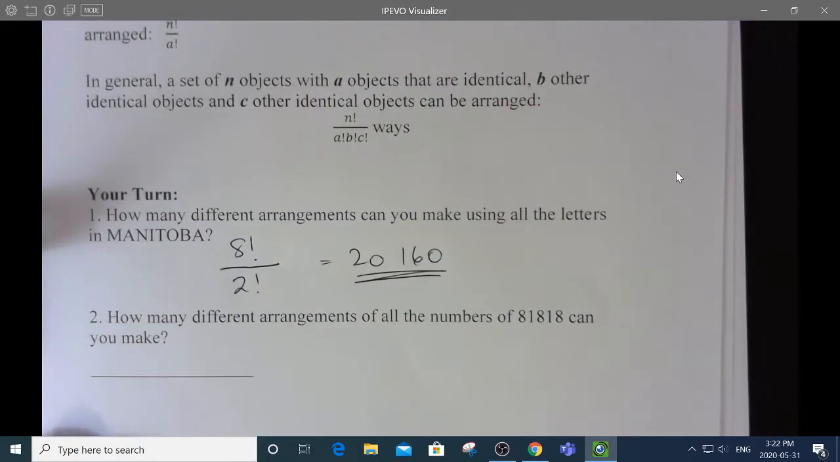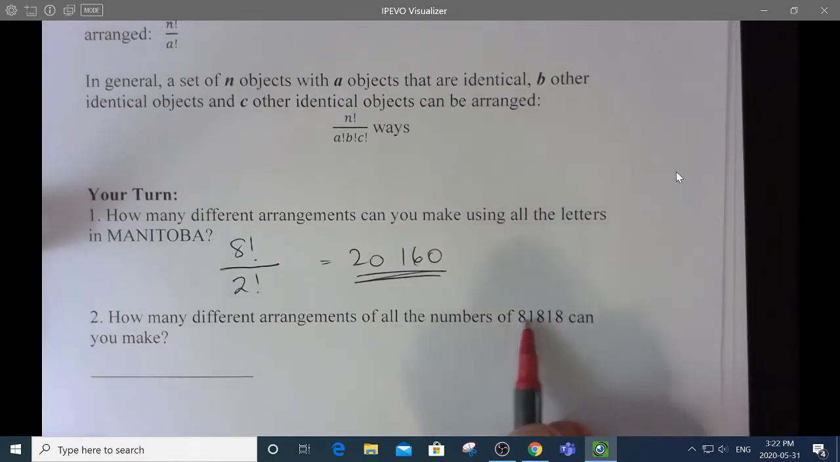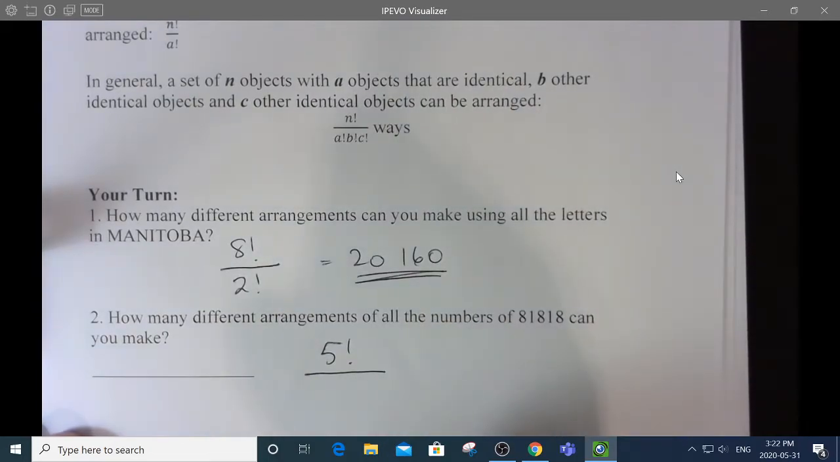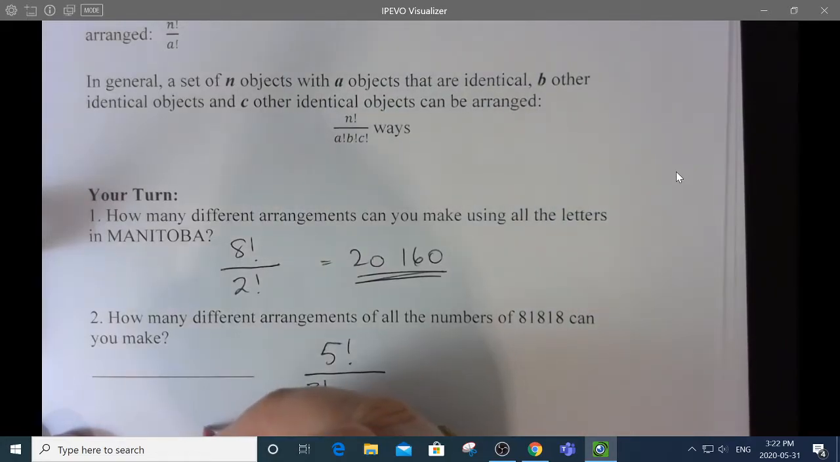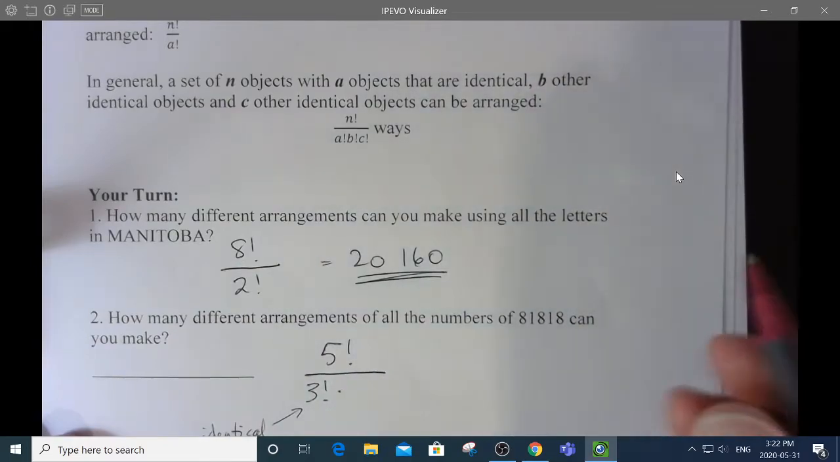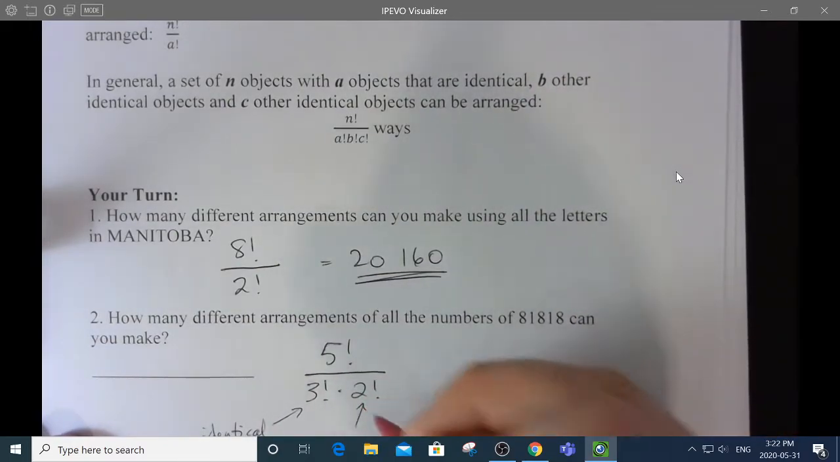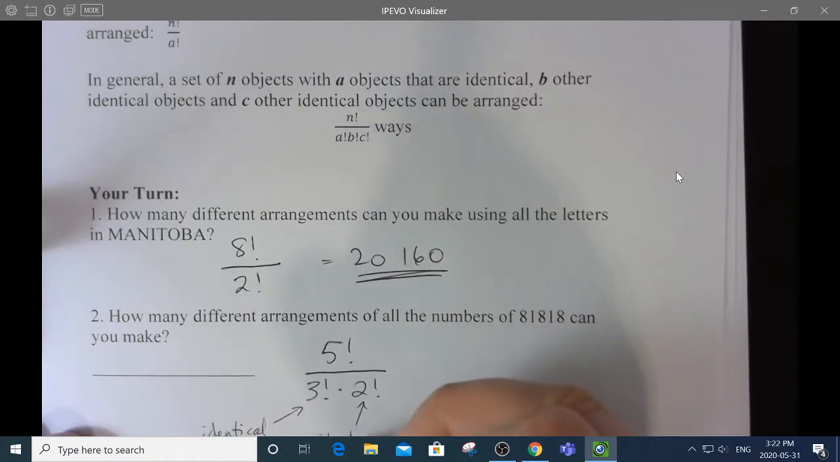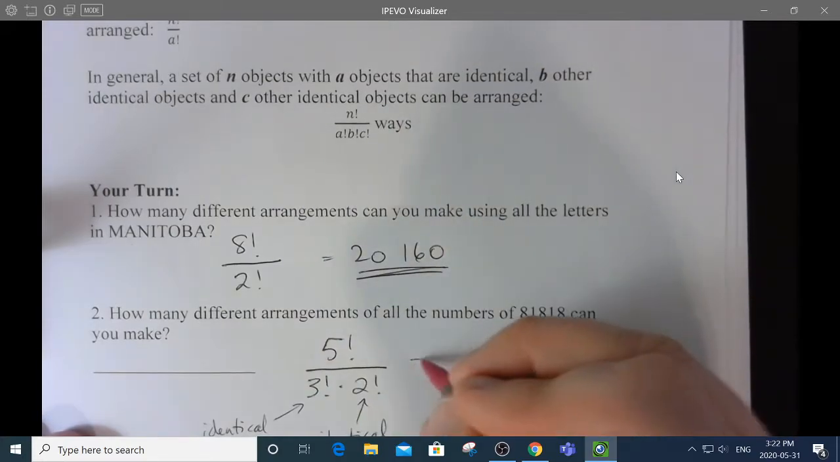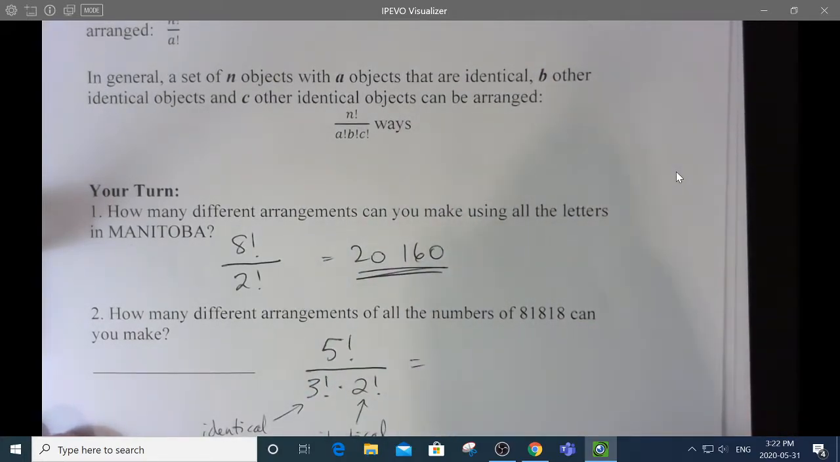Now, suppose I make a number using the digits 81818. Well, if I just switch the 8s, you can't tell the difference. If I switch the 1s, you can't tell the difference. So there is 1, 2, 3, 4, 5 digits here. And there's 3 identical 8s and there is 2 identical 1s. So that's going to be 5 factorial divided by 3 factorial, 2 factorial.